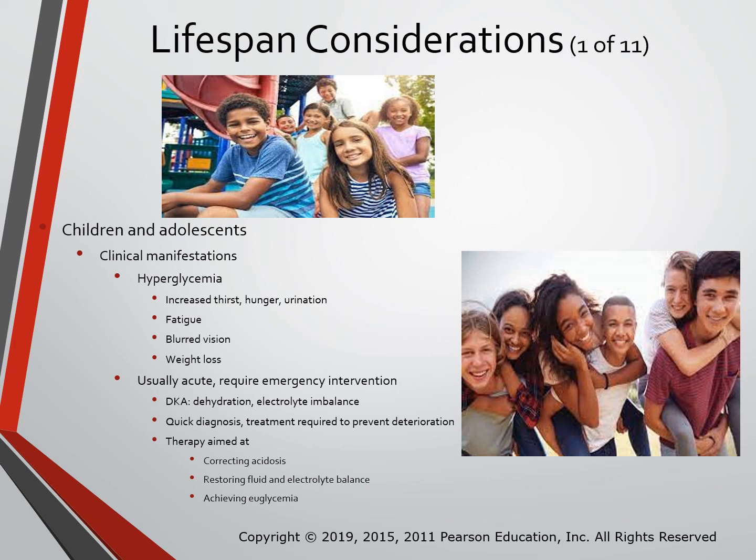Again, in children and adolescents, hyperglycemia, increased thirst, hunger, urination, and you may have to teach this to the families. Fatigue, blurred vision, weight loss, usually acute, requires emergency interventions if they're hyperglycemic. You see a lot of DKA in your younger population with diabetes. And we want to get to a state of euglycemia, which is a normal glucose level, euglycemia.